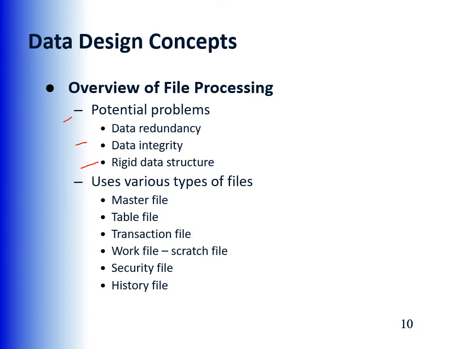Basically, a file-oriented information system can contain various types of files, including master file, table file, transaction file, work file, security file, and history file.